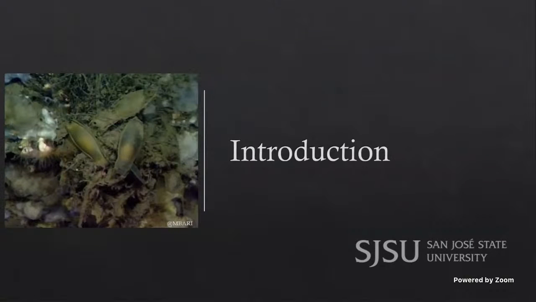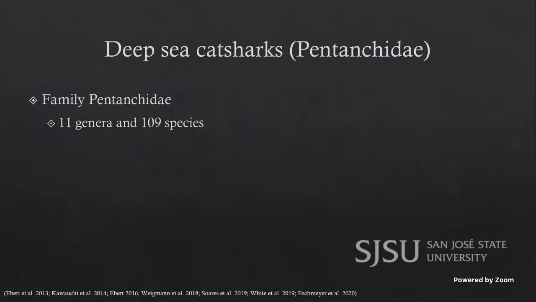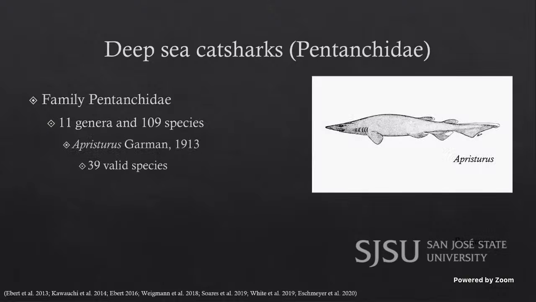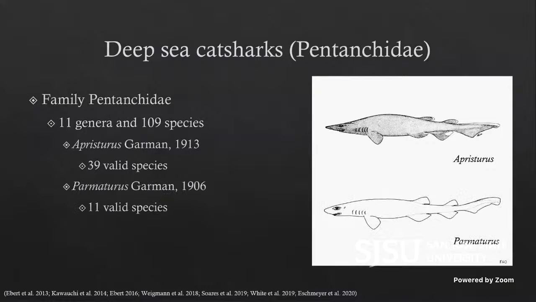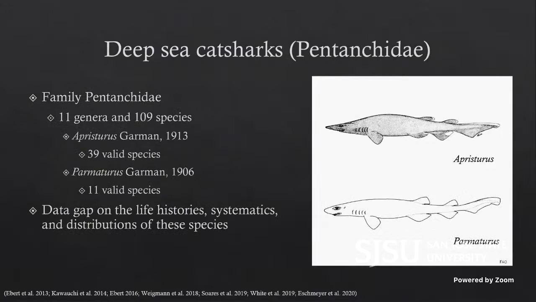So let's dive on in. Deep sea cat sharks of the family Pentanchidae. This is the largest family of extant sharks, comprised of 11 genera and 109 species, making it the most speciose family. My study species both fall into this family, of the genus Apristurus with 39 valid species, and the genus Parmaturus with 11 valid species. There is a data gap on the life histories, systematics, and distributions of these species. However, with access to archives, I formulate my questions and work on closing this gap.